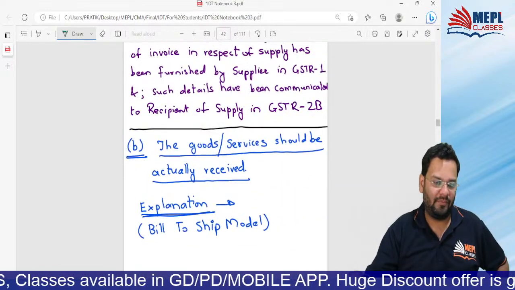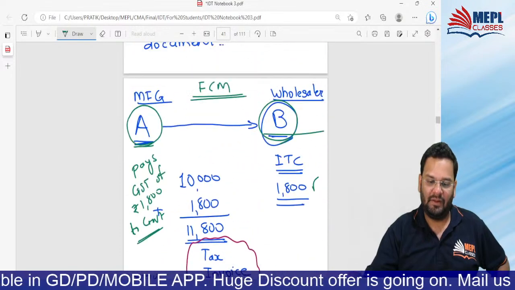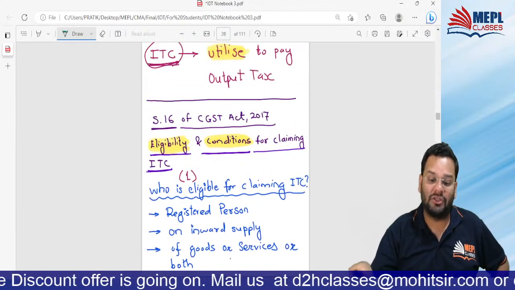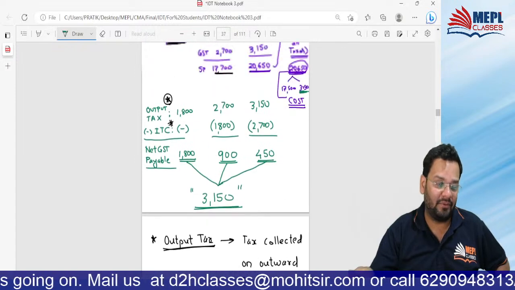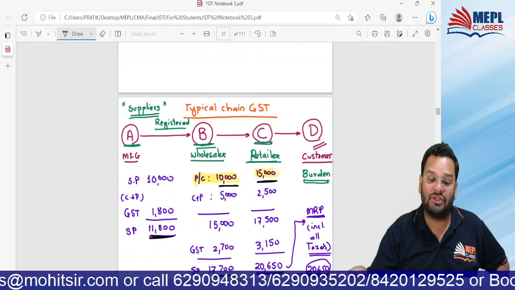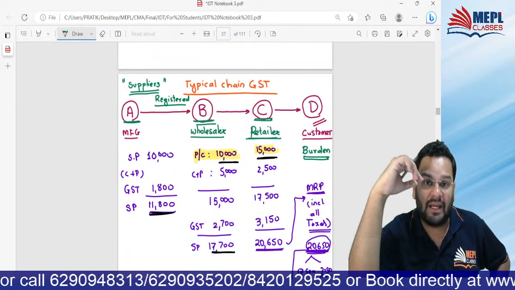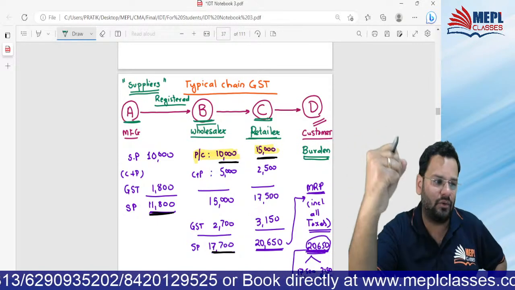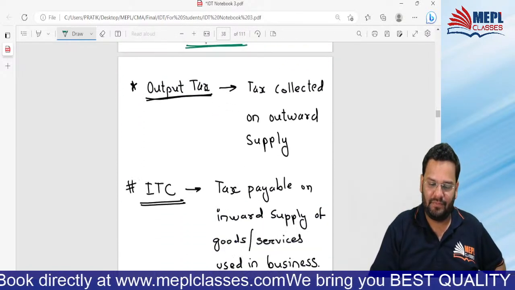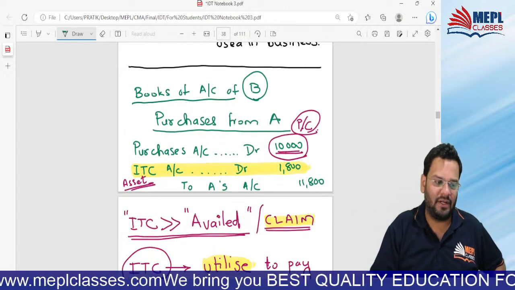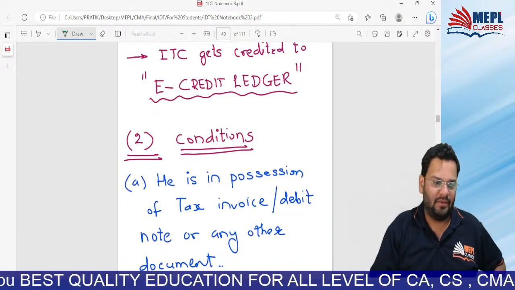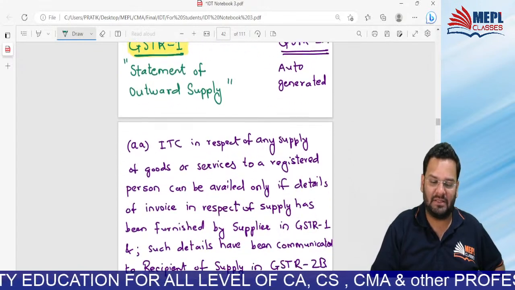Any doubt in any of the conditions or in the concept of ITC or in the logic of ITC as to why ITC is claimed? Where will ITC go? In which account will ITC go? When I claim ITC, it will be deposited in which account? ITC will be deposited in the electronic credit ledger. Yes or no? So I hope all the points are clear to you.